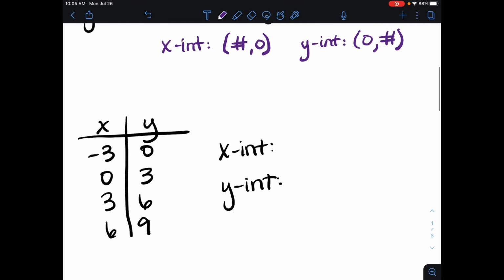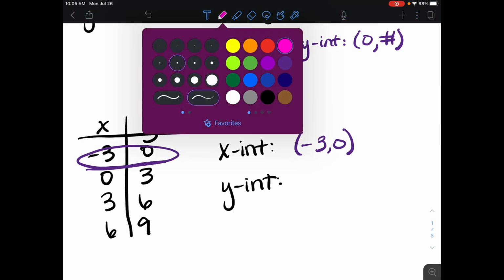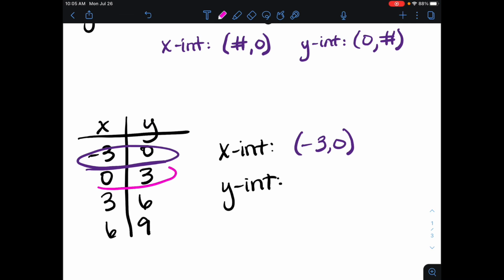When we're looking at a table of values, you're looking for these things to show up in the table. Sometimes they will, sometimes they won't. In the case of this one, it is going to show up. So the x-intercept is where y is 0. Well, y is 0 right here. So (-3, 0) is your x-intercept. Your y-intercept is where x is 0. So that one is (0, 3).